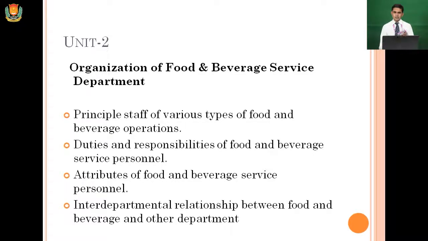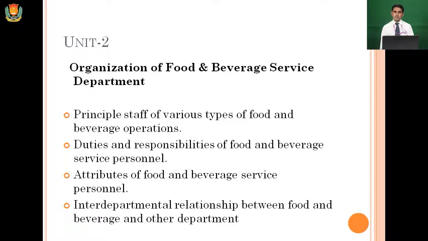Then the third subtopic in the second unit is attributes of food and beverage service personnel. Attributes: which type of behavior you should have in the restaurant, how you are treating your customers. You should be honest, you should be punctual, everything I'll tell you. A lot of points are there, we are going to cover in detail.